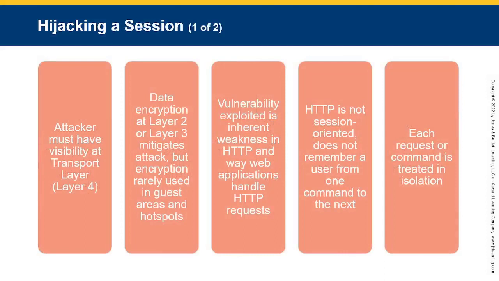You can also do hijacking sessions. The attacker must have visibility at the transport layer, or layer 4. Data encryption at layer 2 or layer 3 mitigates the attack, but encryption is rarely used in guest areas and hotspots. The vulnerability exploited is an inherent weakness in HTTP and in how web applications handle HTTP requests. HTTP is not session oriented and does not remember a user from one command to the next. Each request or command is treated in isolation.